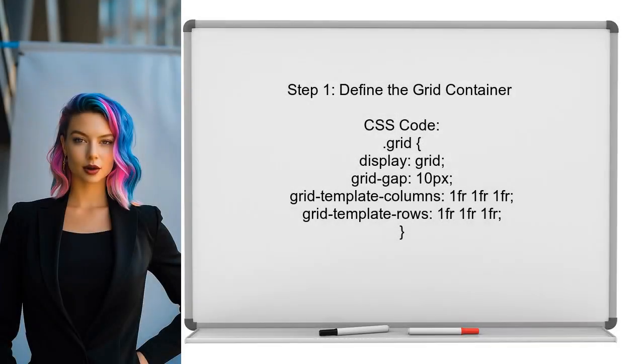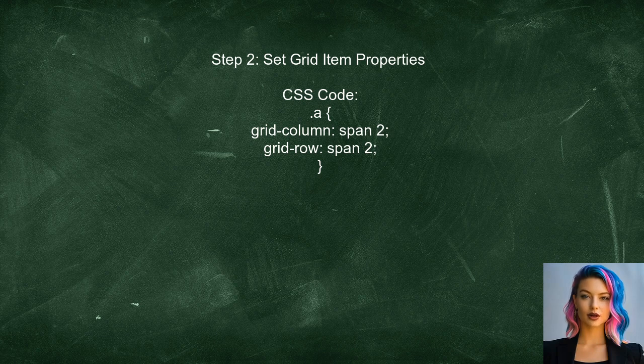To create a CSS grid layout where one item spans 2 columns and 2 rows, the user should start by defining the grid container. This includes setting the display property to grid and specifying the number of columns and rows. Next, the user needs to specify the grid item that will span across 2 columns and 2 rows. This can be done using the grid column and grid row properties directly on that specific item.